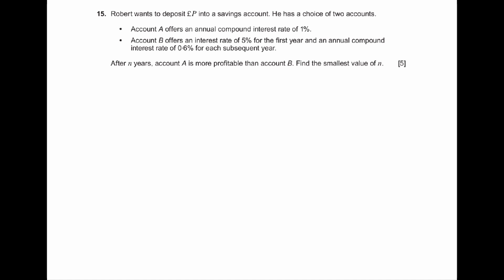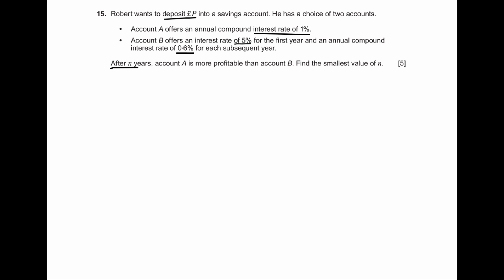In this video, I'm going to go over this question. This was the last question in the 2024 Pure A2 WJEC maths paper. So Robert wants to deposit £P into a savings account. He has a choice of two accounts. Account A offers annual compound interest rate of 1%, whereas B offers a rate of 5% for the first year, and then an annual compound interest rate of 0.6% for each subsequent year.